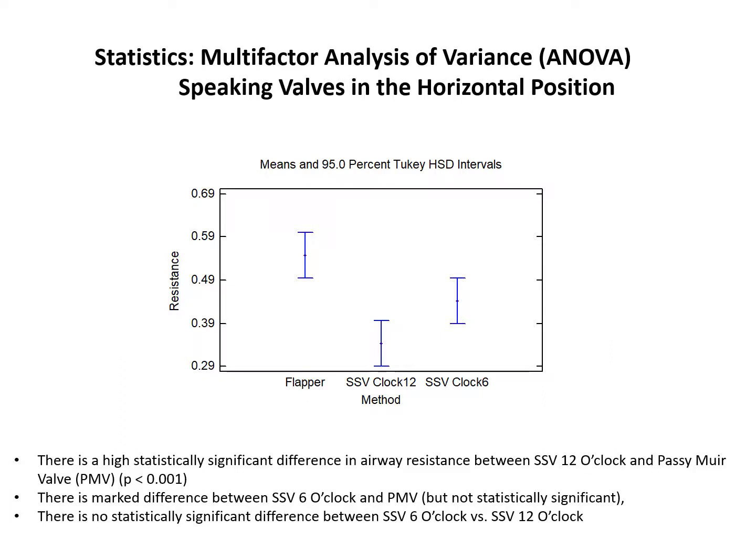A multi-factor analysis of variance was done, and it shows a highly statistically significant difference in airway resistance in favor of the Shikani speaking valve at 12 o'clock as compared to the Passimier valve with P less than 0.001. There's a marked difference in favor of the Shikani speaking valve when it's placed at 6 o'clock, although this was not statistically significant, and there was no difference between the Shikani speaking valve in the 6 and 12 o'clock positions.